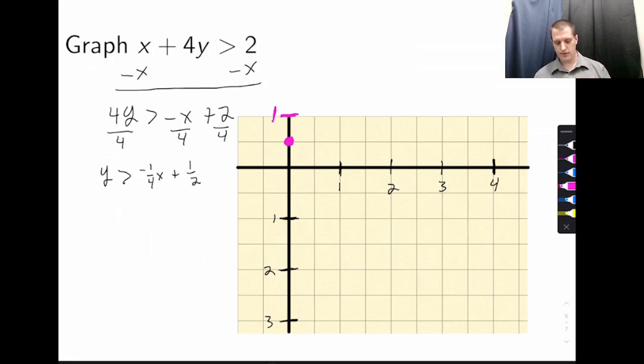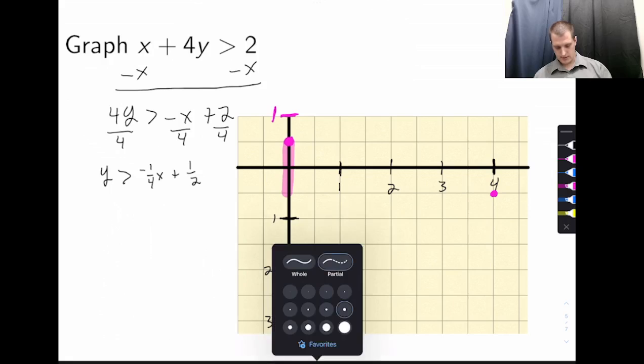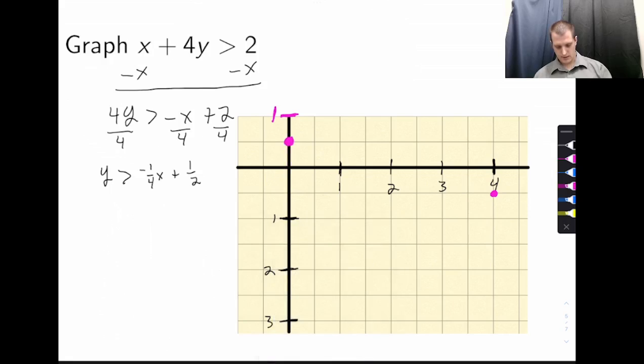So for now, I'm going to use a highlighter. That is down by 1, because we were at a positive half and now we're at a negative half, so we went down by 1. Then we have to go over by 4. So we go down by 1, over by 4, and we're just right over here. Let me change my eraser real fast.